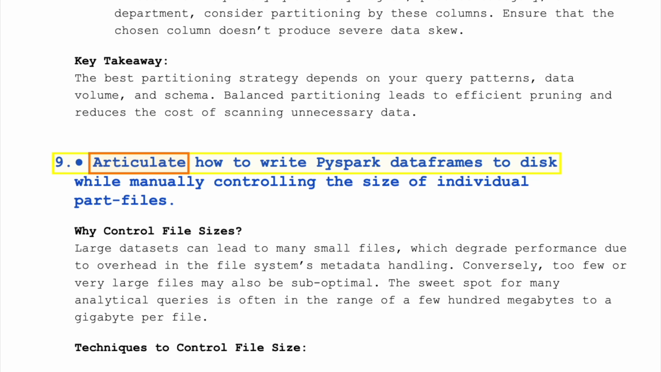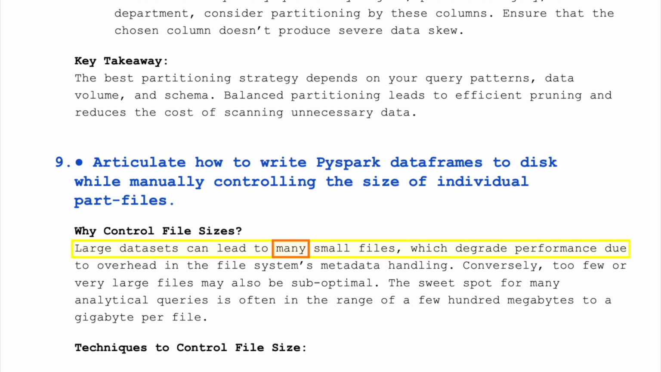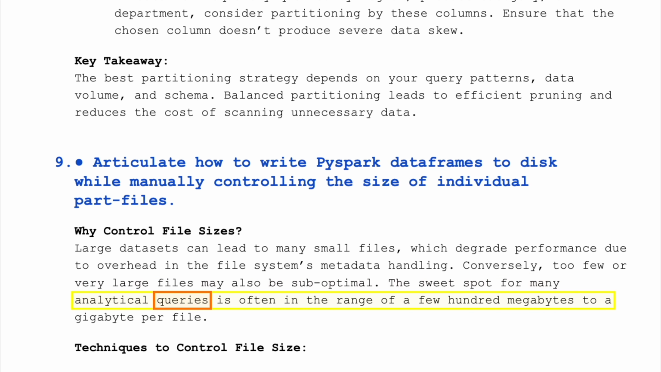9. Articulate how to write PySpark data frames to disk while manually controlling the size of individual part files. Why control file sizes? Large datasets can lead to many small files, which degrade performance due to overhead in the file system's metadata handling. Conversely, too few or very large files may also be suboptimal. The sweet spot for many analytical queries is often in the range of a few hundred megabytes to a gigabyte per file. Techniques to control file size.